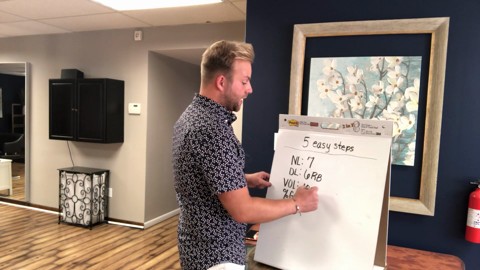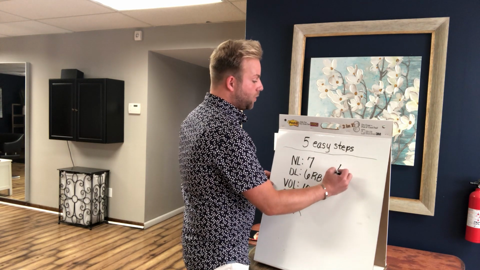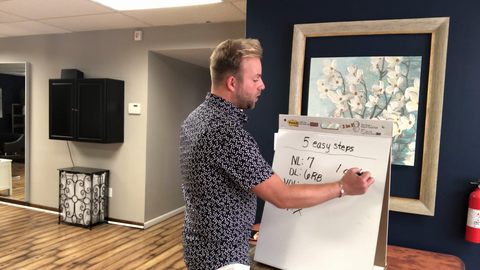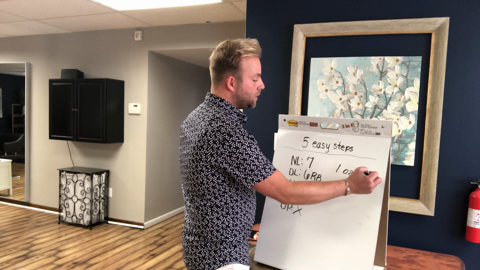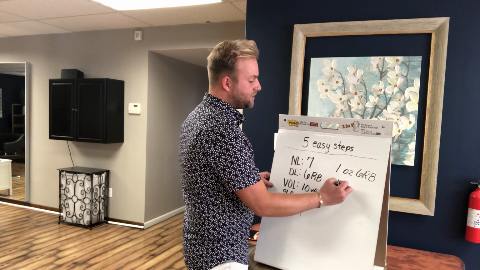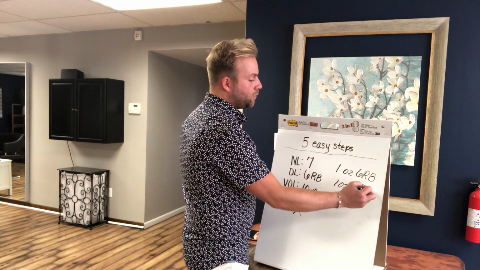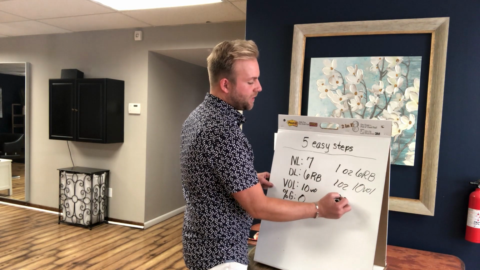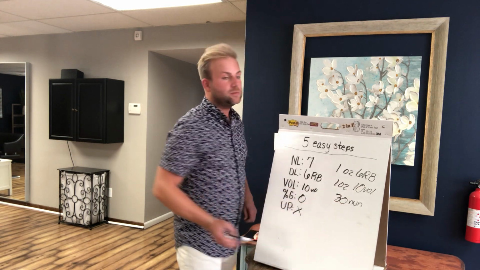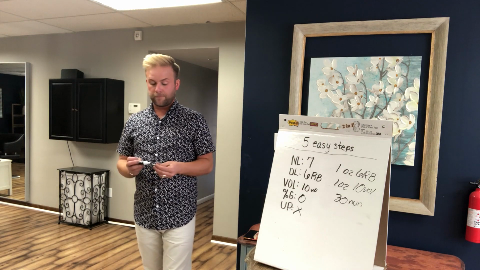So our formulation again would be pretty easy. Maybe 1 ounce of 6RB with 1 ounce of 10 volume. No gray, so processing 30 minutes. Okay?